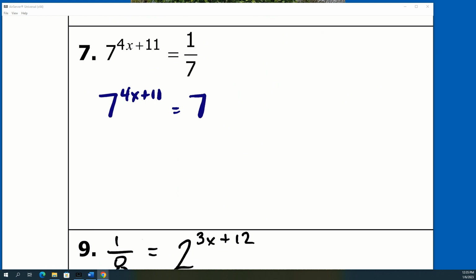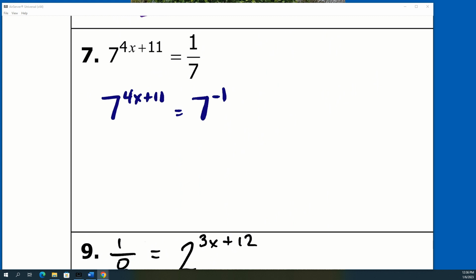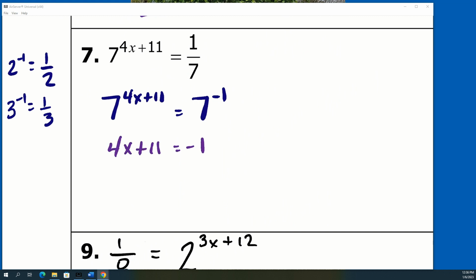Negative. So 7 to the negative 1 is 1/7. That's what the negative exponent means. So like 2 to the negative 1 is 1/2. 3 to the negative 1 is 1/3. That's what a negative exponent means. But it's been a while, so that was a good job thinking there. All right, then we're ready to just set our exponents equal and then subtract 11 and divide by 4.